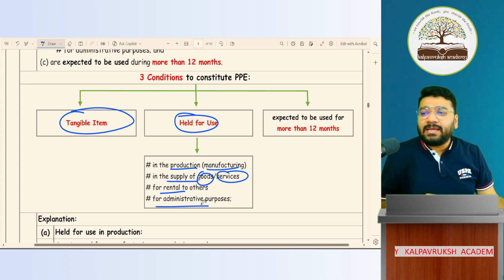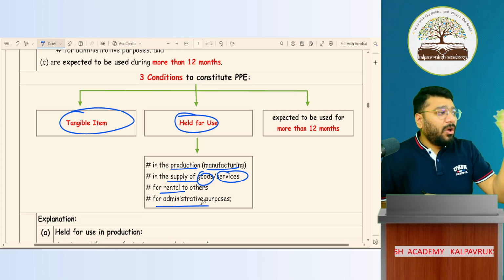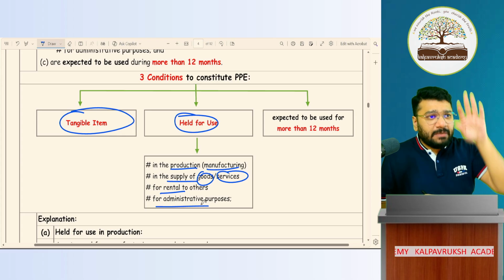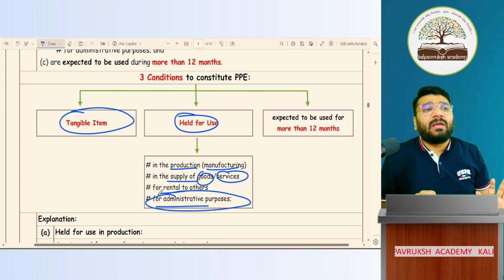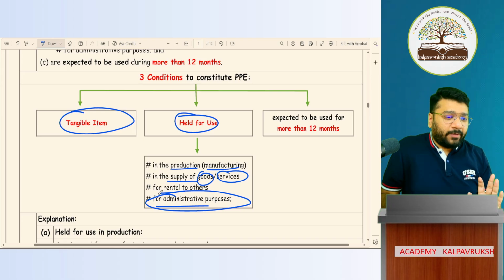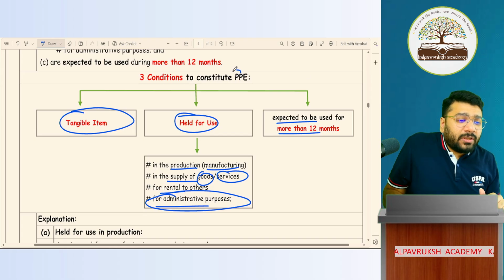And second, there are some assets which will be used for administrative purpose. So in admin office, there is an AC. In the admin office, there is furniture. All these will be used as an asset only. For administrative purpose, even then it is PPE. Okay, not okay. So these are not directly giving the economic benefit, but indirectly giving the future economic benefit. Got it, not got it? Okay. And these assets are expected to be used more than 12 months. If all the three conditions are satisfied, this will constitute PPE.